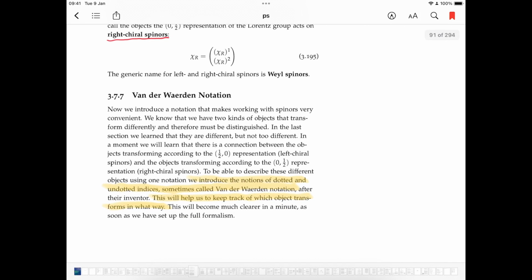Oh, I forgot to push the recording button. Just realized it. Oh my god. Okay. Sorry, Chris, but nevertheless, I guess you know everything about (1/2, 0) and (0, 1/2) representations. So I'm just starting with van der Waerden notation right now.